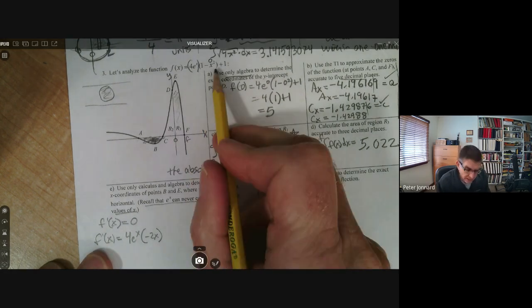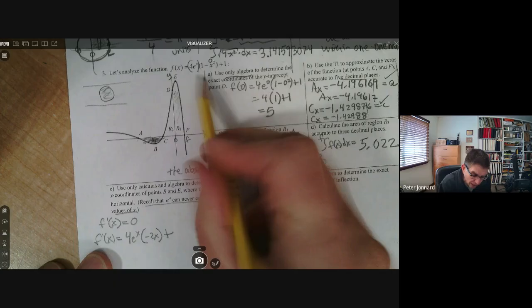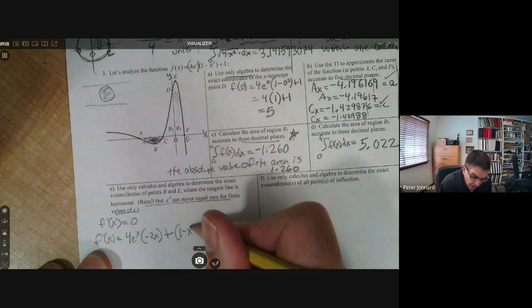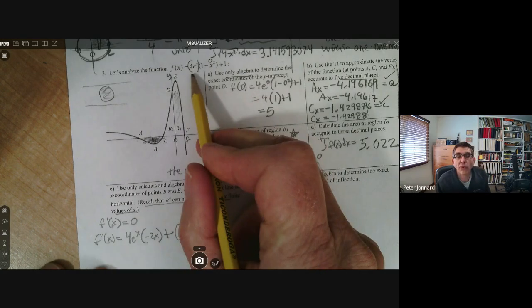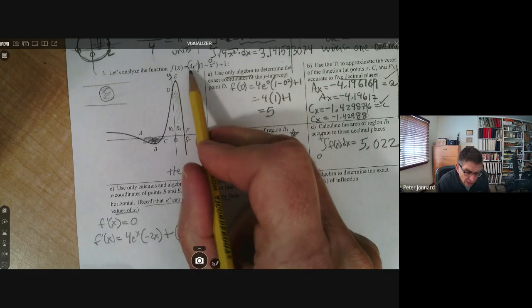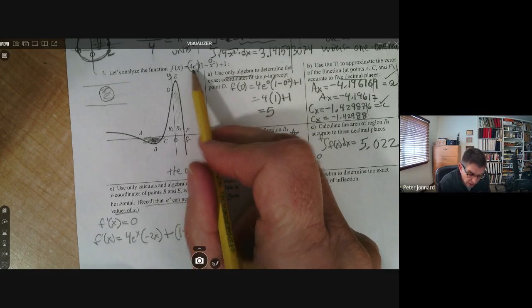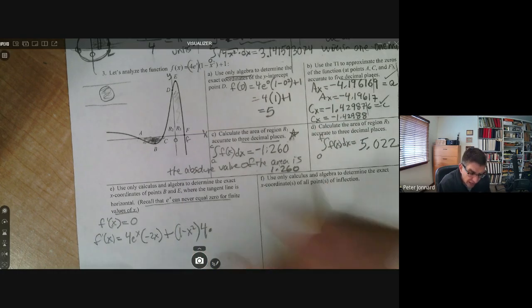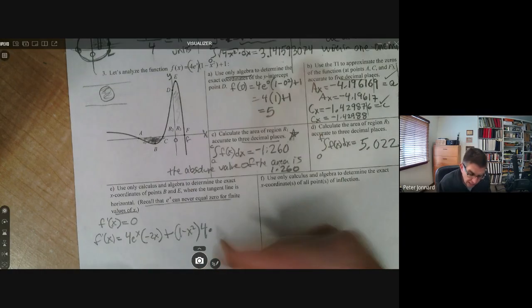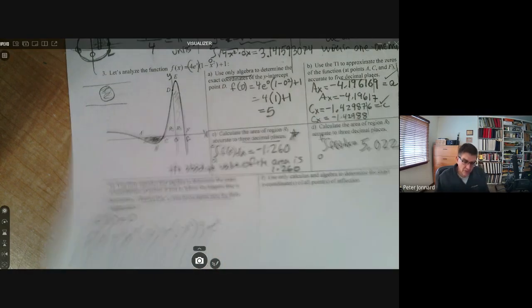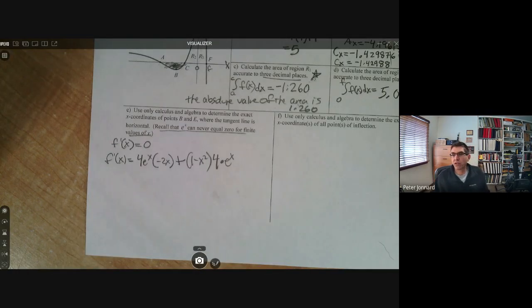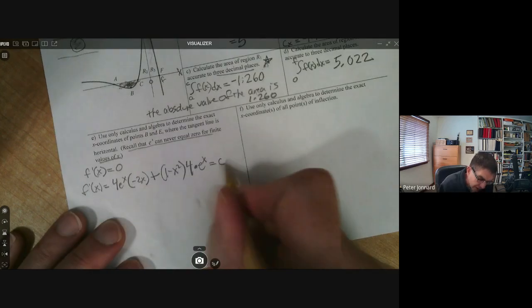Okay, and then the next step is I have to take this function, 1 minus x squared, and multiply that by the derivative of 4e to the x. Well, 4 times anything is just going to be 4 times the derivative of that. The derivative of e to the x is e to the x. And there I have it. And so what I want to do now is I want to have this equal to 0. Okay? So there we are.